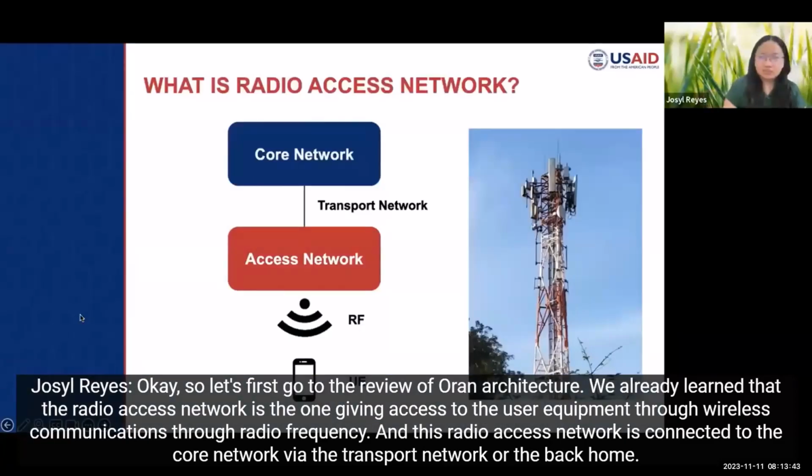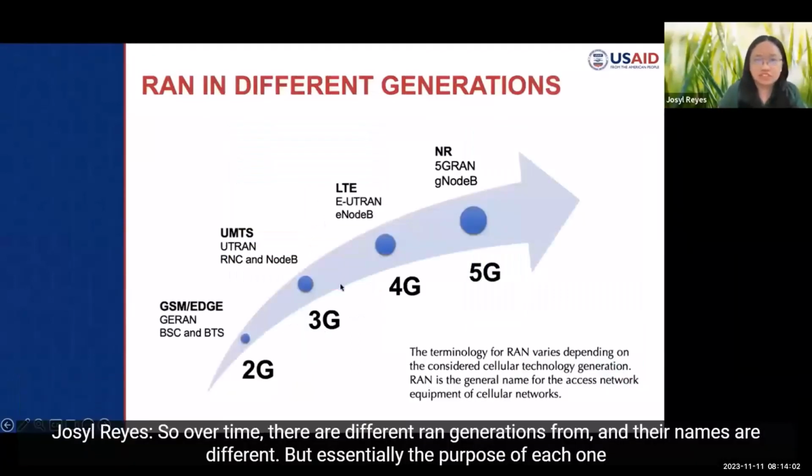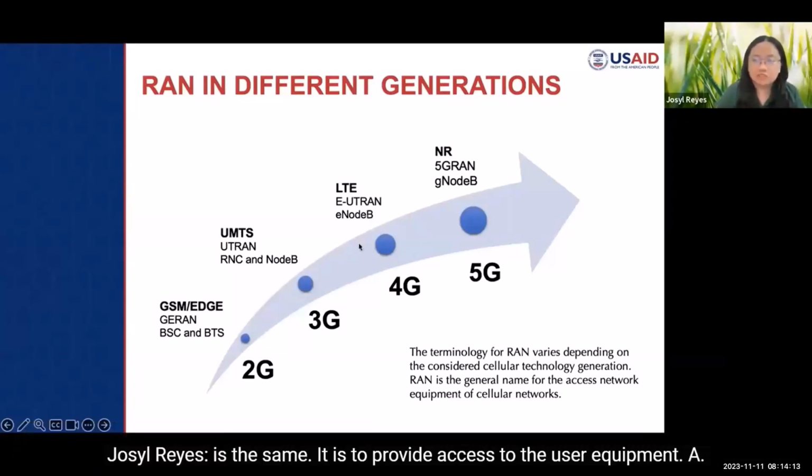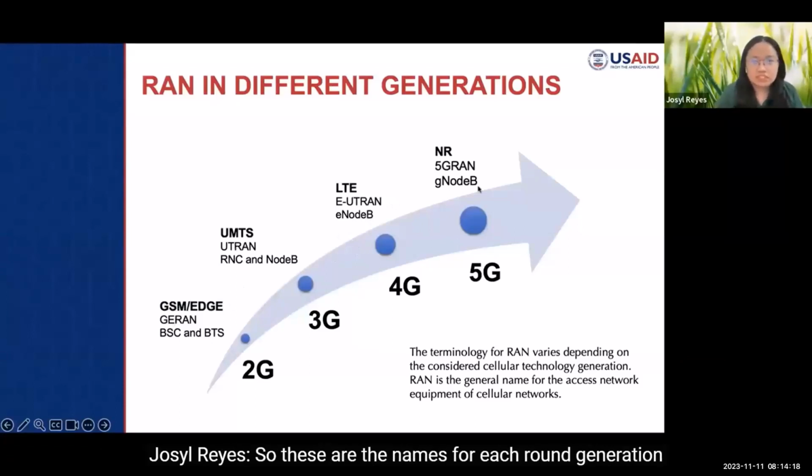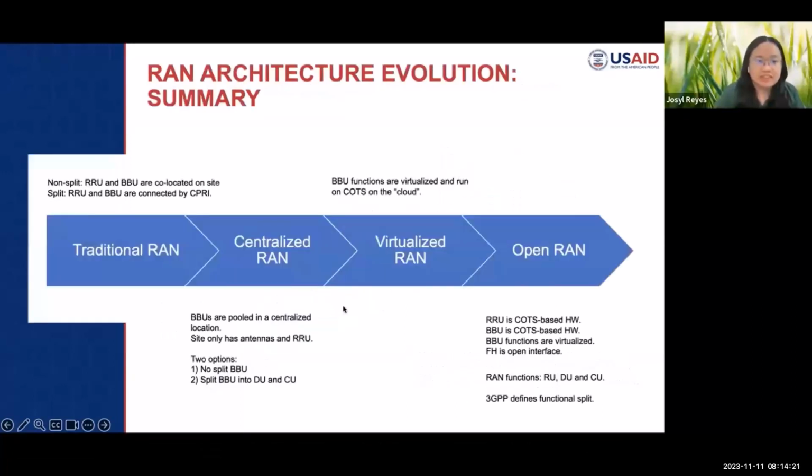We already learned that the radio access network is the one giving access to the user equipment through wireless communications through radio frequency. And this radio access network is connected to the core network via the transport network or the backhaul. So over time, there are different RAN generations from 2G, 3G, 4G, and 5G. Their names are different, but essentially the purpose of each one is the same. It is to provide access to the user equipment. Okay, so these are the names for each RAN generation.